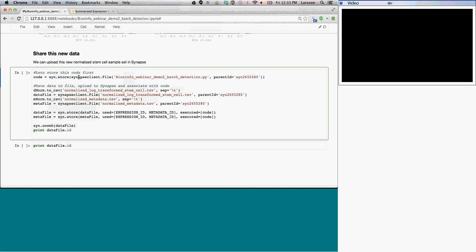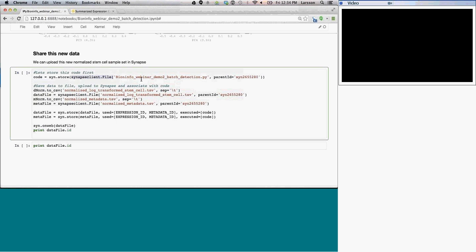Last thing we're going to do is store this in Synapse. So the idea is we pull data in, and if you do an analysis on it, you can store it back to Synapse and share it, and then indicate what you've done with the data. The first thing we're going to do is store this code that we've been running. So store, and we're going to store a file, this file that I've been working on right here.